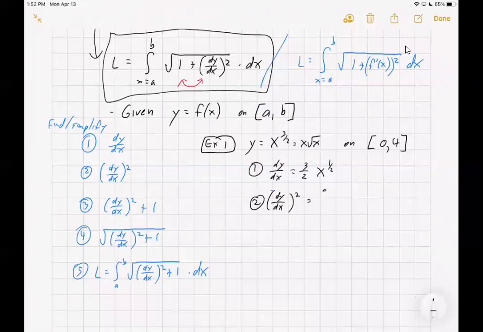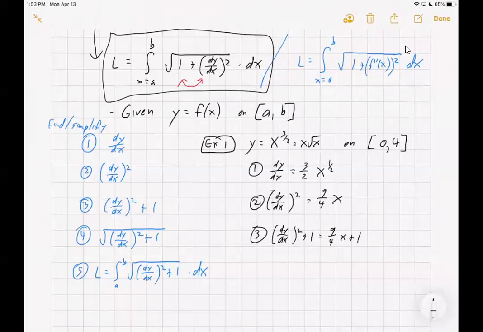So we end up with 9/4 x. Squaring 3/2 gives me 9/4, and squaring x to the 1/2, or the square root of x, just gives me x. So step 3, I need to add 1. Let me write it out: (dy/dx) squared plus 1 is going to be 9/4 x plus 1.